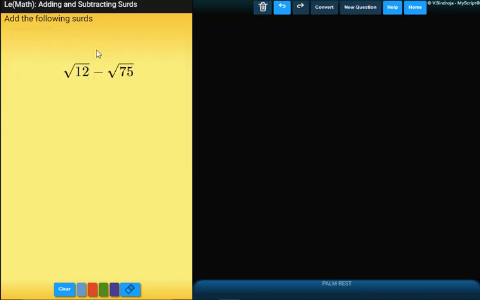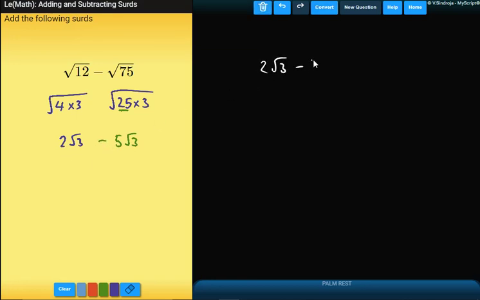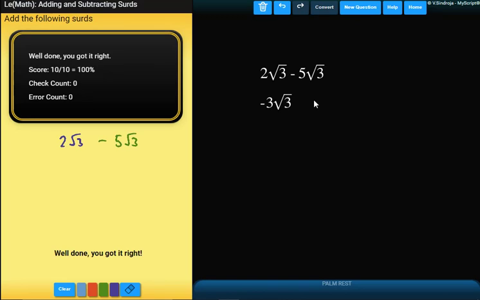Let's do another one. This one's quite easy, I think. This one here, 12. What square number goes into it? 4 times 3. So this one's 2 root 3. What goes into this one? Well, that's 25 times 3. Remember, always write the square number first. The square root of 25 is 5, so this is 5 root 3. So we have 2 root 3 take away 5 root 3. They're both the same surd, and 2 take away 5 is minus 3 root 3. Let's check that. There we go, got the answer.